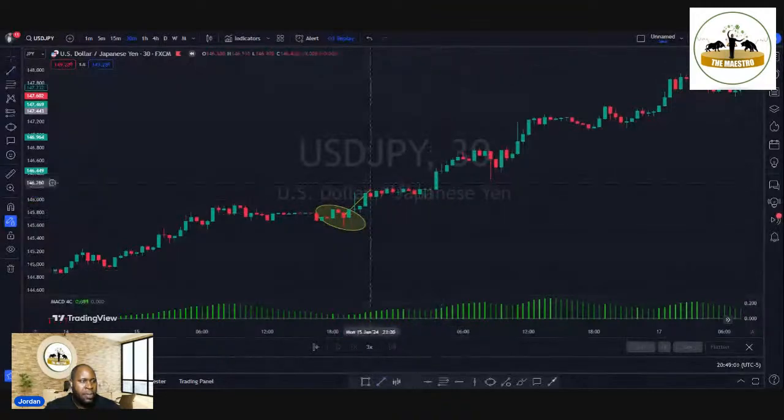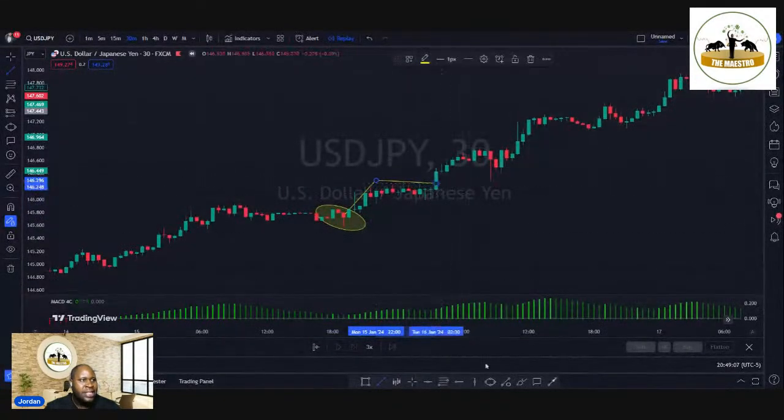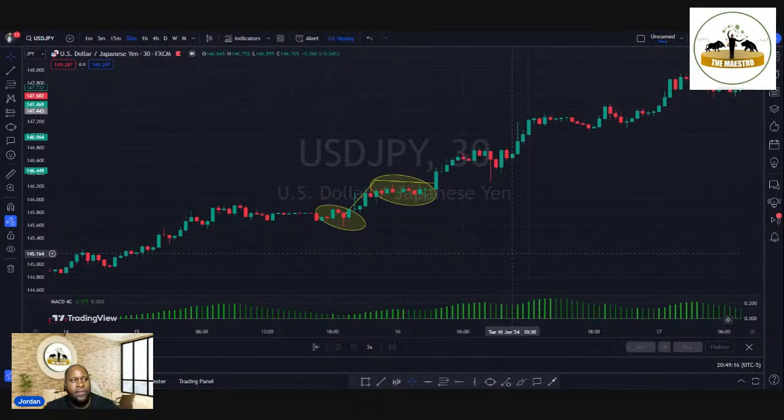Let me just extend this. We have a move to the upside. Price is starting to retest. Now, as I go down to a lower time frame, what I want to do is, remember, for the downtrend examples, what I was looking for was resistance.